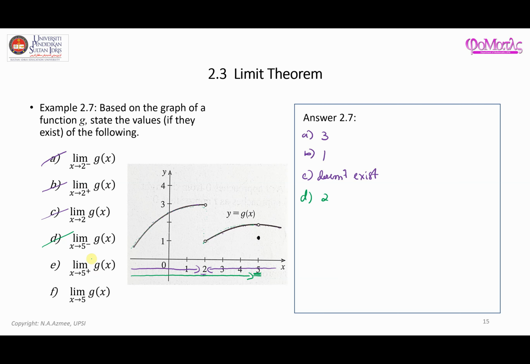The next question asks you to find the limiting value of this function when x approaches 5 from the right direction. From the right direction, we start off at this point, going in this direction, and as it gets closer and closer to 5, the value of g(x) gets closer and closer to 2. So the answer is 2. Since the left-hand limit and the right-hand limit are equal, giving the same number, the limit of this function when x approaches 5 exists, and the value is equal to 2.